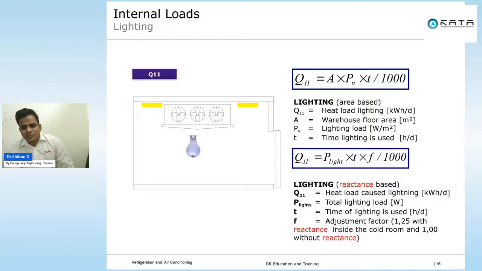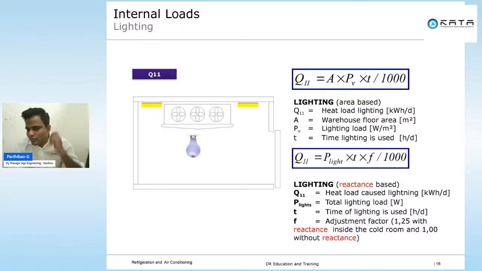If you take an air conditioning application, this time factor will not come because the lighting load will be there most of the time. In case of cold storage, how many hours you are going to use the light, so the time also is a factor. So these things we can use to calculate the lighting load. So this is area based. This option will be used if we don't know the exact amount of electricity we are supplying to the electrical bulb. But if we know the exact amount of electricity which we are supplying, we can directly include it into the heat load. So that option is called reactance based.